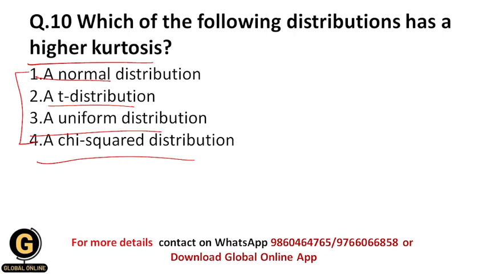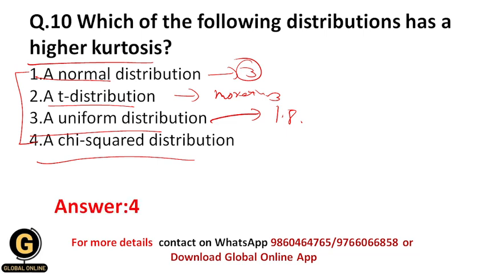So students, the uniform distribution has a kurtosis value equivalent to 1.8, and the normal distribution has a kurtosis value equal to 3. The t distribution has a kurtosis greater than the normal distribution, so more than 3, and the chi-square distribution has the highest value of kurtosis. That's why your correct answer should be 4, because the chi-square distribution has the highest value of kurtosis.